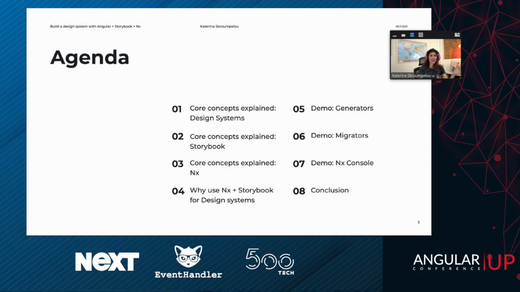So, the agenda for today is, we're going to explain some core concepts. I mean, what is a design system, which many of you may know, but we'll do a brief overview. We'll see what Storybook is, we'll see what Nx is, and why one would want to use Nx and Storybook to build design systems. And also we'll see some demos around generators, migrators, the Nx console, and a small conclusion in the end, of course.